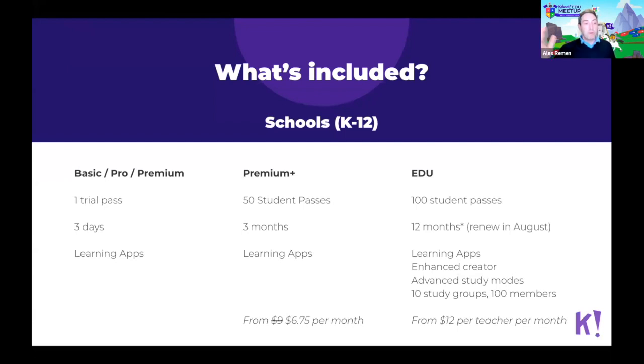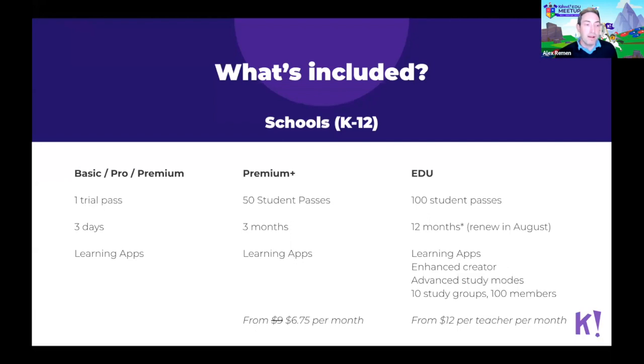By upgrading to Premium Plus, you will unlock 50 student passes, and each student pass is valid for 3 months. After those 3 months, you will get 50 new student passes, and so your students can scan again and continue where they left off, or you can use them on new students. With Premium Plus, you get access to all of the learning apps.